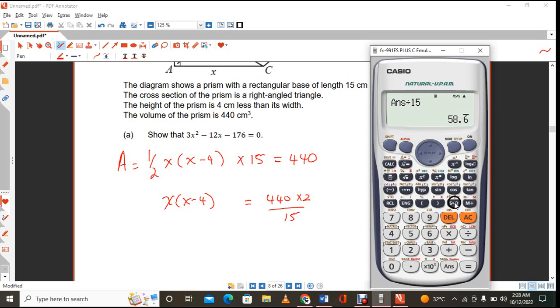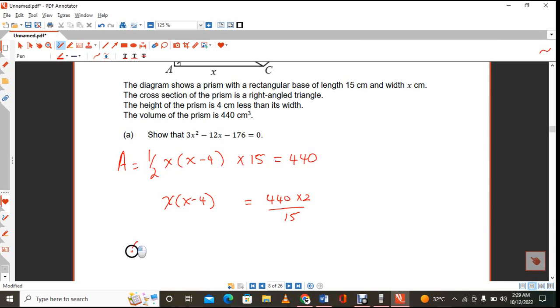I just want to make sure about my signs there. It's 15 centimeters, x centimeters, 440 cubic centimeters. Okay, well, in any case, multiply the answer by 2, divide by 15. Well, should get a quadratic.